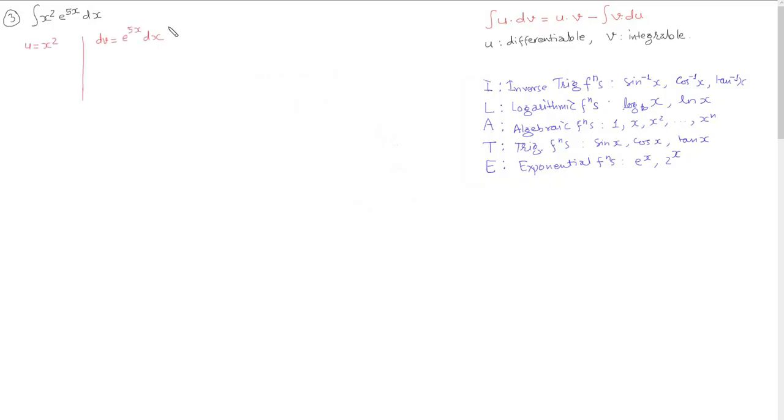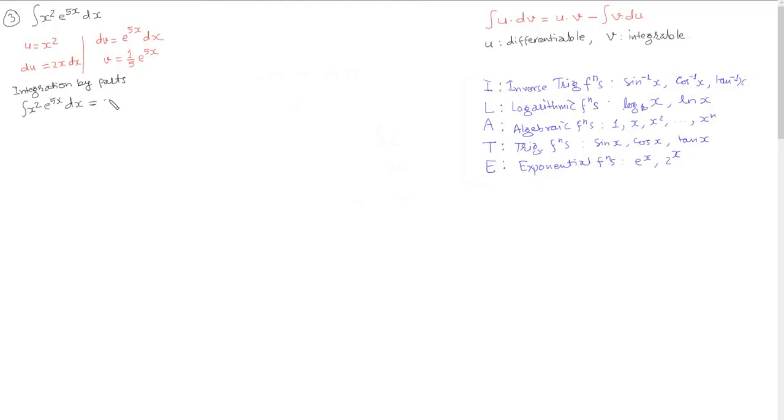Okay. Now let us differentiate u. That becomes du equals 2x dx, and let us integrate this expression. So this would become v equals 1 by 5 e to the power 5x. Let's start integration by parts. Then the integral of x square e to the power 5x dx equals u times v.